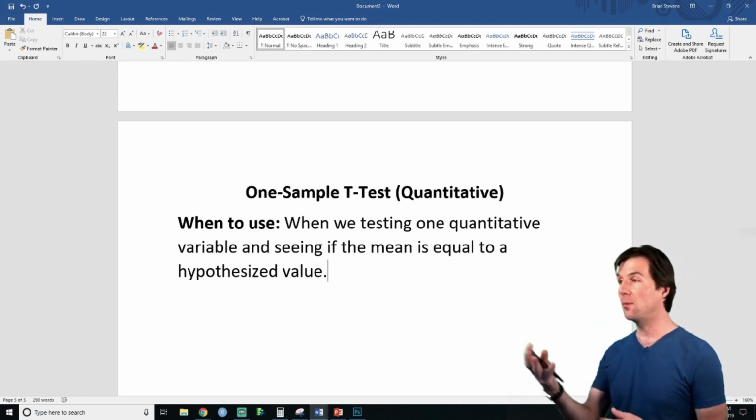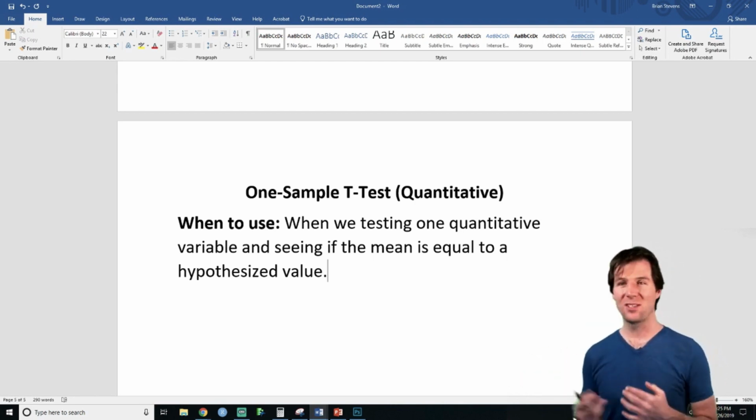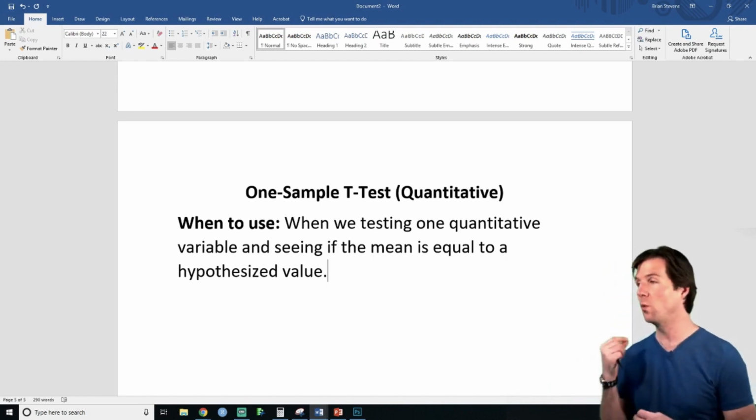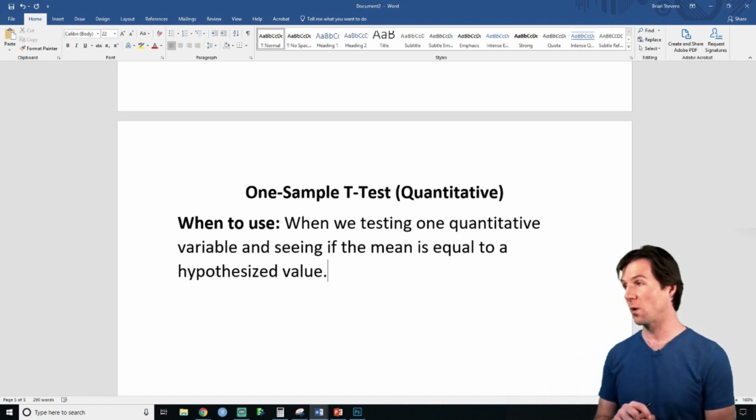So you have to ask, like, how many times do you eat out a week? How tall are you? How high is your GPA? It's weird to say. Usually people say, what is your GPA? But it's like, how many GPA points do you have? Because it's a quantitative number. It's actual real numbers. That's what we mean by quantitative. You have to know when to use this, or else you might use the wrong test.